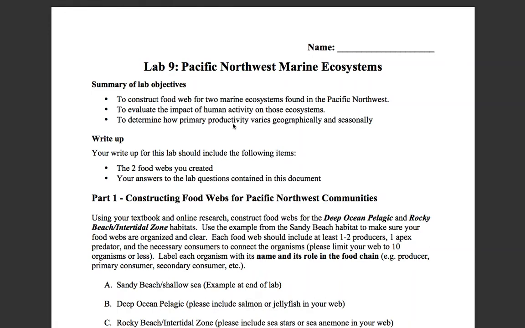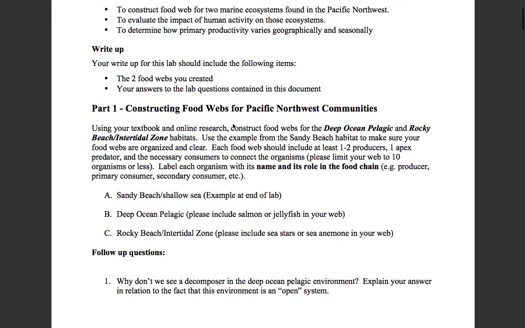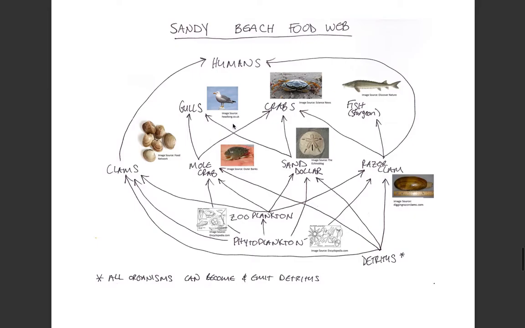Today we're going to be looking at Pacific Northwest marine ecosystems in particular. And in part one, we are going to be creating a couple food webs. So let's look at what these actually look like. If we go to the end of the lab, we will see an example of a food web.